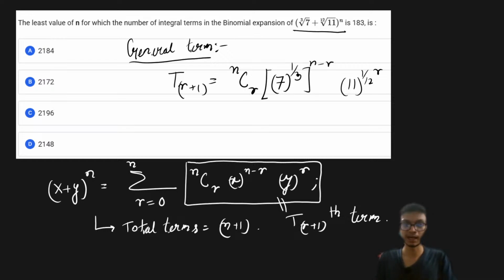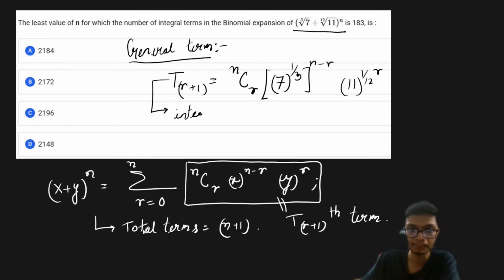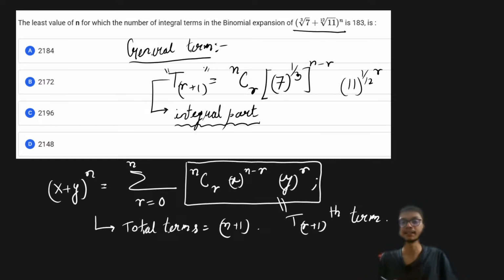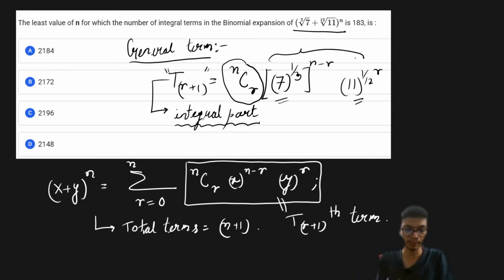Now, if I need to have an integral general term, if this particular general term should be an integer, then the combined product of these two parts should be an integer because nCr is obviously an integer. So this combined part must become an integer, right? So let us try to understand how we are going to achieve that.